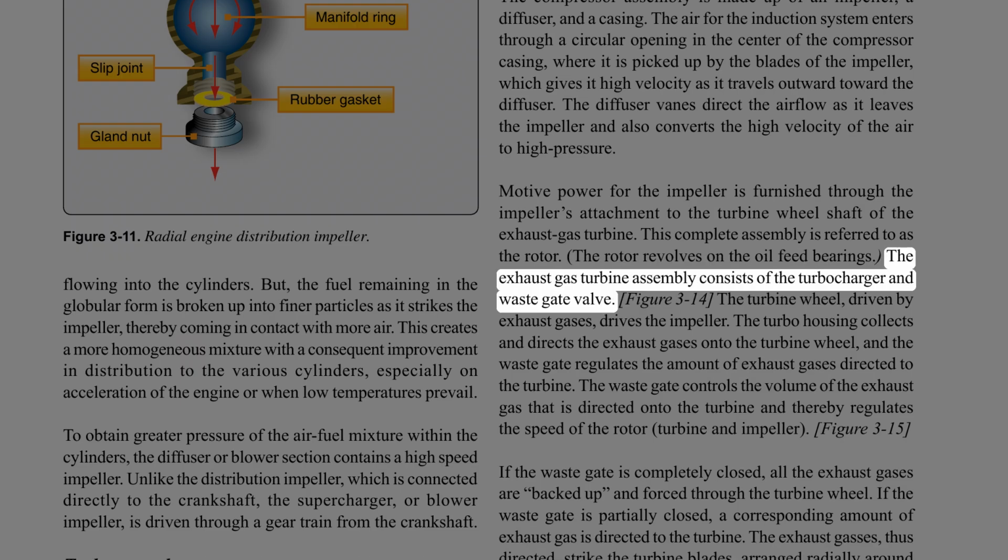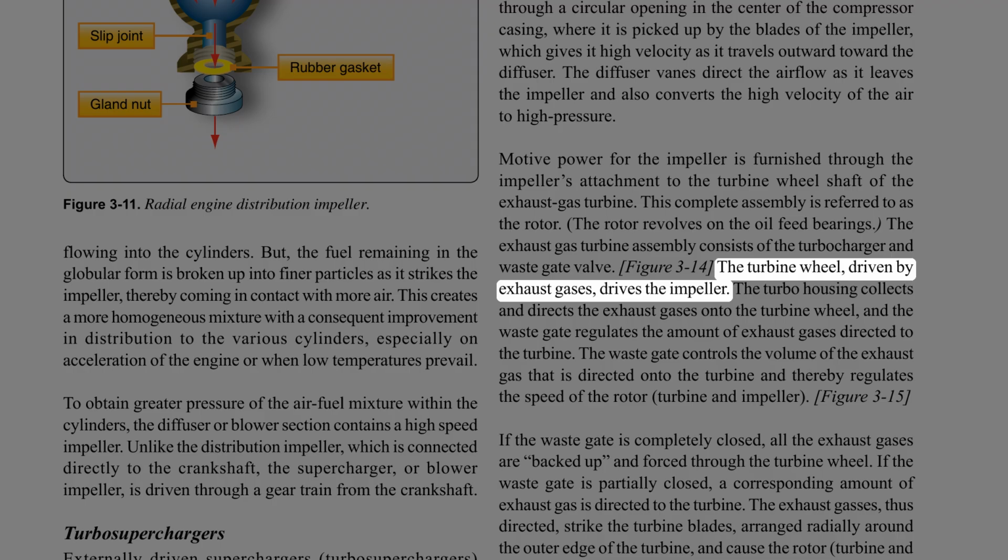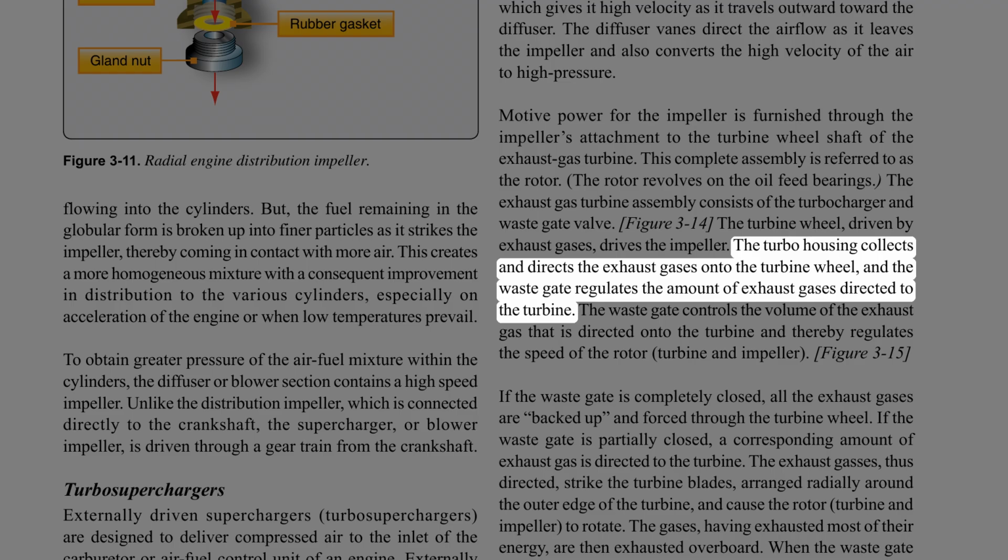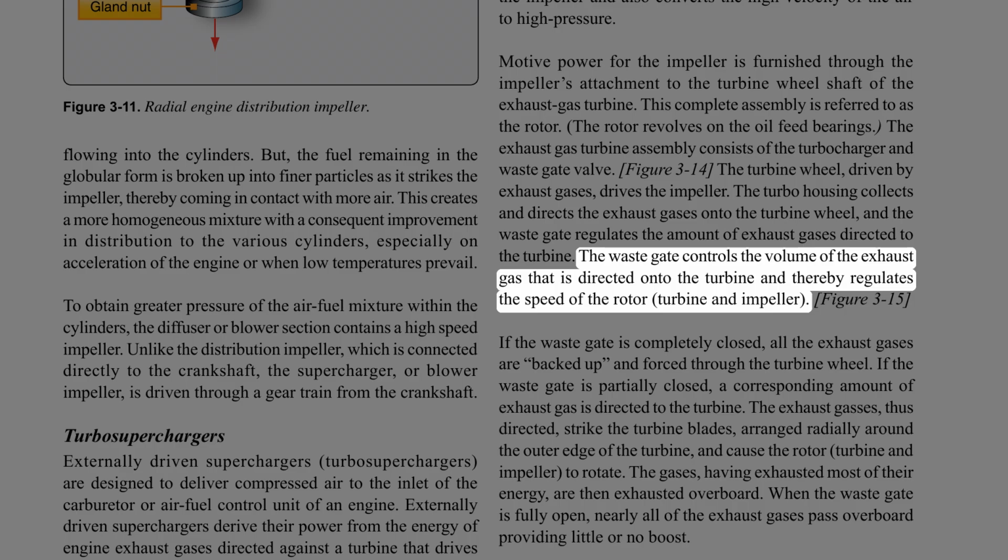The exhaust gas turbine assembly consists of the turbocharger and wastegate valve. The turbine wheel, driven by exhaust gases, drives the impeller. The turbo housing collects and directs the exhaust gases onto the turbine wheel, and the wastegate regulates the amount of exhaust gases directed to the turbine. The wastegate controls the volume of the exhaust gas that is directed onto the turbine and thereby regulates the speed of the rotor, turbine and impeller.